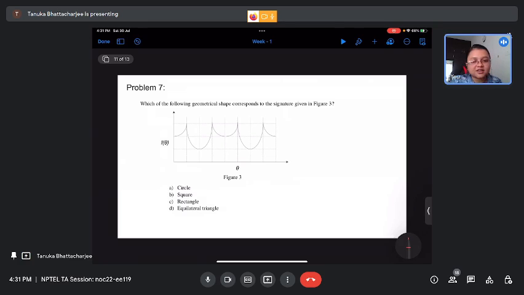Here I'd like to ask you first. If we take a circle, can any of you post in the chat what will be the signature for a circle? Anyone, if you want to try out, what will be the signature for a circle?